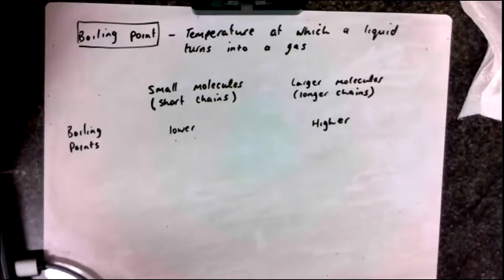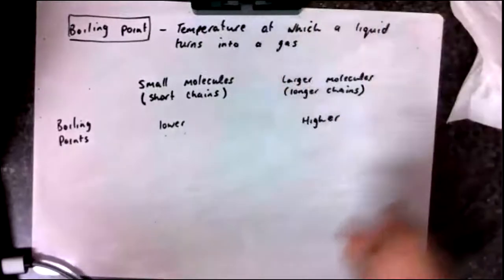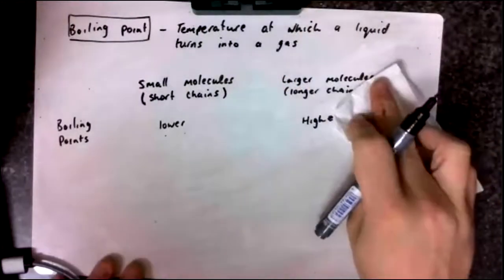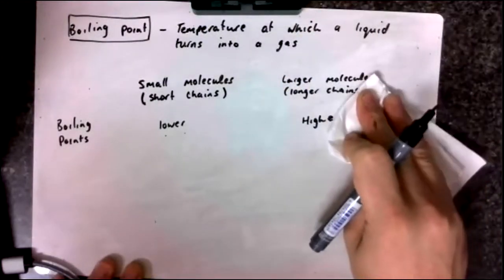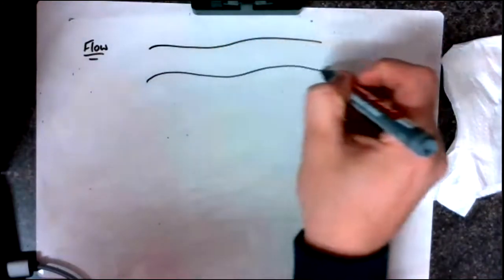Okay. Now, another idea that I want to talk to you about is another property of solids, liquids, and gases, which is whether a substance can flow. Okay, what does flow mean? The idea of flow, we know that a river is flowing. If we take a river, we know that it's flowing.